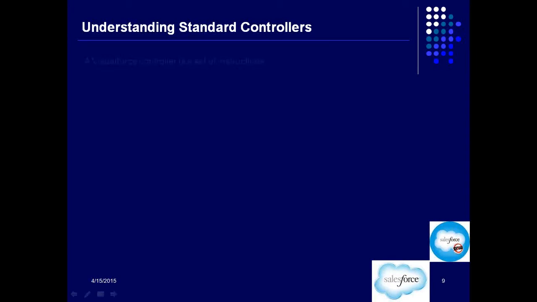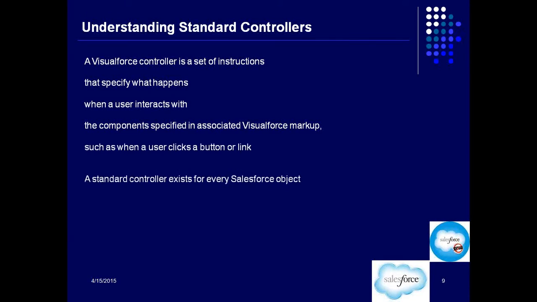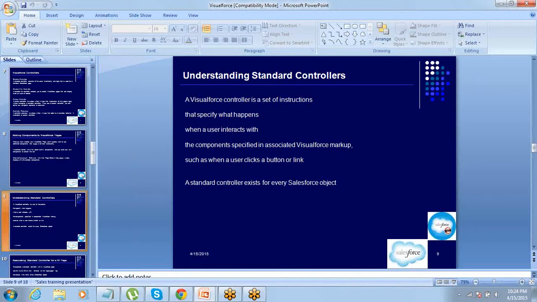So let's get into the standard controller thing. Let's understand a standard controller quickly. A Visualforce controller is a set of instructions that specify what happens when a user interacts with the component specified in the associated Visualforce markup. A standard controller exists for every Salesforce object. So whatever Salesforce objects we have, standard as well as custom, for every object there is a standard controller which exists. So you don't have to do anything. You just have to call the object name as a standard controller.